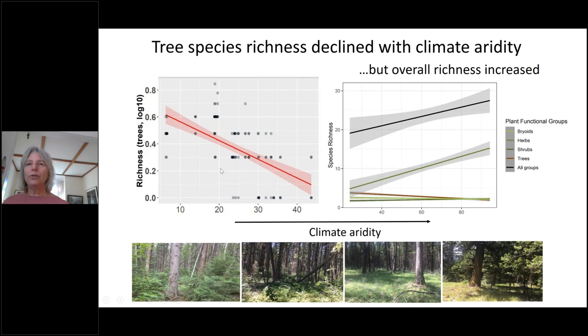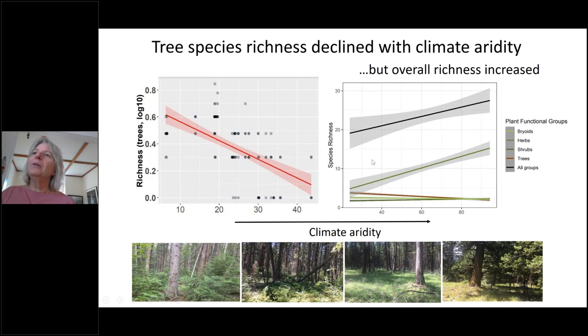But of course, tree species richness doesn't necessarily always reflect what's going on in the understory. While tree species richness was declining, what we found was that overall, when we take into account the herbs and the shrubs, the drier forests, when we total up all the different plants, are actually the most rich of these forests. And these different plants have different functionalities that we don't all understand.